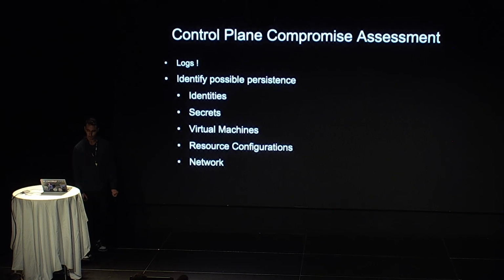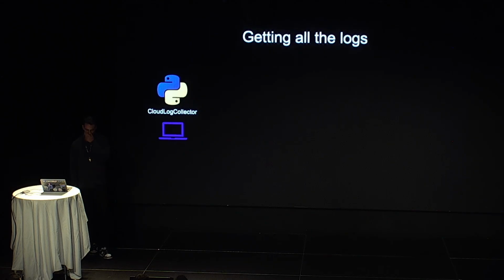So when doing a control plane compromise assessment, to call it that, we first start with the logs, but we can also utilize the control plane to identify possible persistence. It could be identities that have had a key added to it. It could be secrets that you found in clear text configuration that is now being used. It could be virtual machines that have been spun up or compromised through the cloud control plane. It can be resource configurations that are weak and being used to gain persistence, or it could be on the network level as well. So the first thing we're going to do is focus on just getting all the logs and getting all those logs from the cloud control plane.